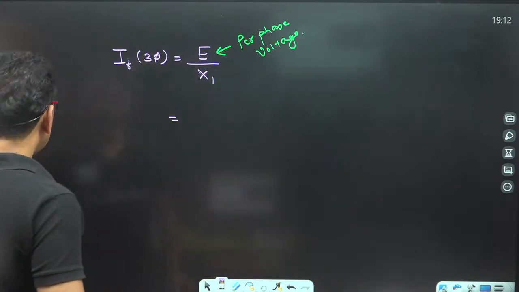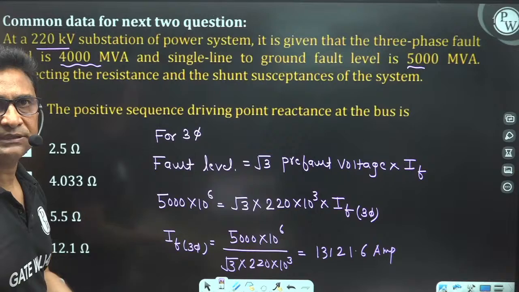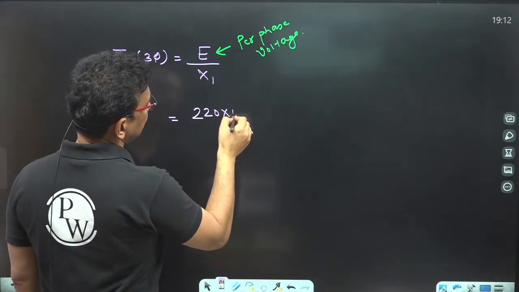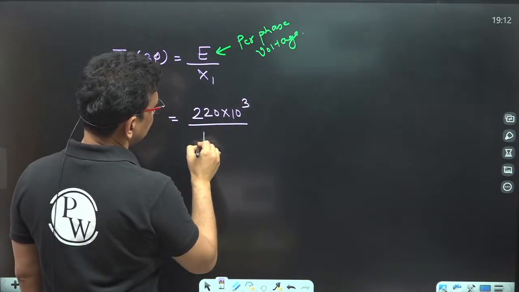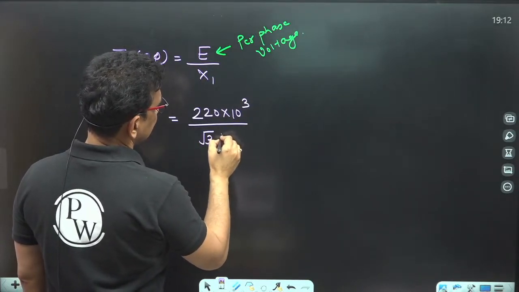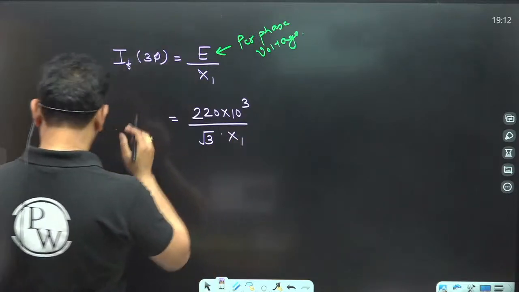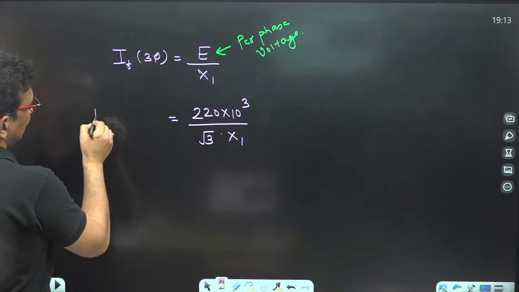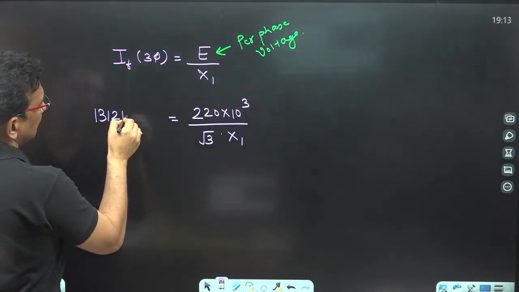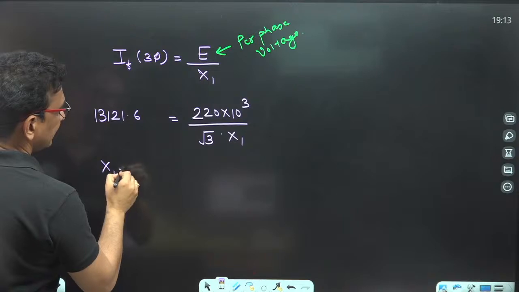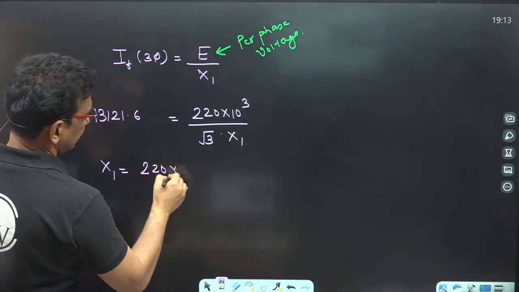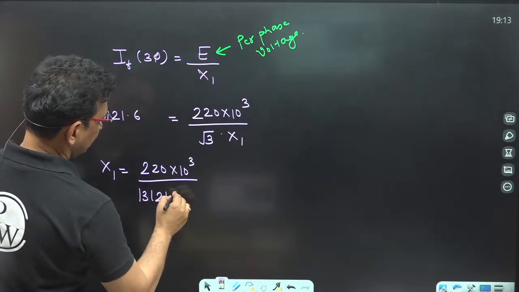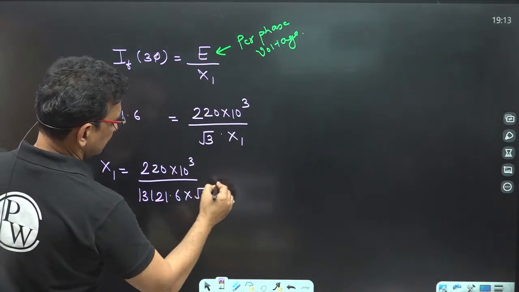Now 220 is my line voltage. In the three phase, the given voltage is always the line voltage. So 220 into 10 raised to the power 3 divided by root 3 is the phase voltage, multiplied by X1. And the fault current, I already got, 13121.6. So find out the value of X1: 220 into 10 raised to the power 3 divided by 13121.6 into root 3.